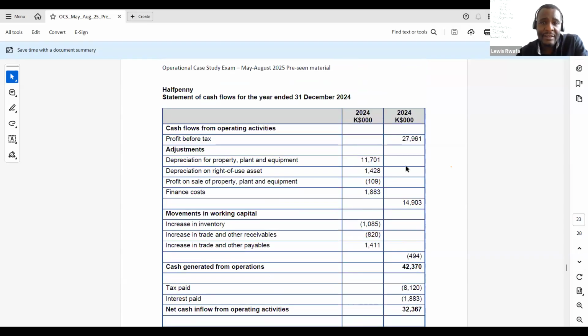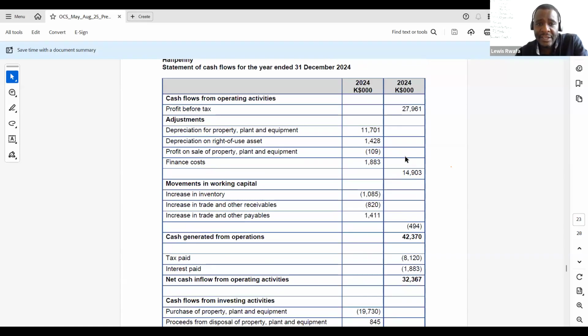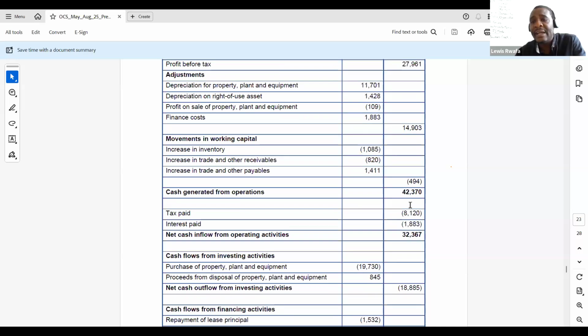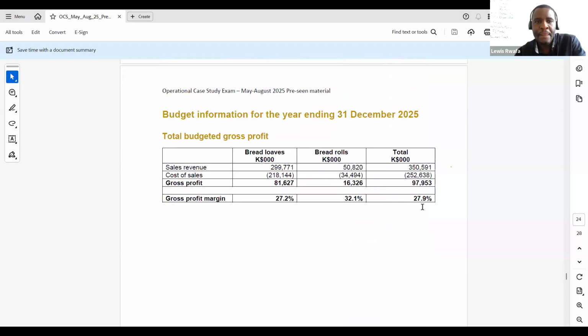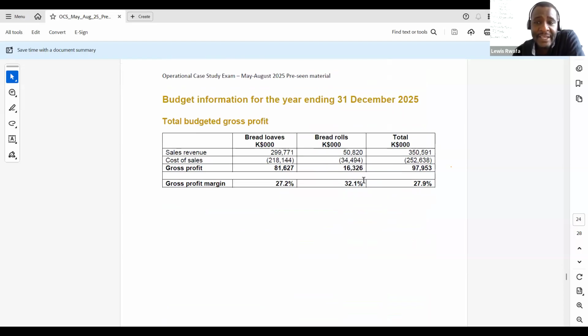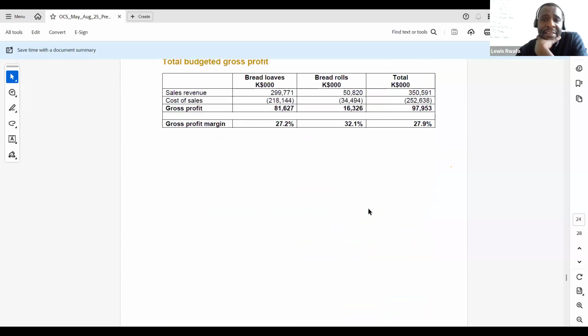Okay, so that's our statement of cash flow there. Let's look at cash movement. Again, we'll spend some time looking at the numbers, some changes here in the cash flow. Some total budgeted gross profit, right? Very interesting there for 2025. So that's where your ratios are going to come from. So some of your ratios are coming from here. This is the budget for 2025, so we can look back to 2024 and see what is the difference there.